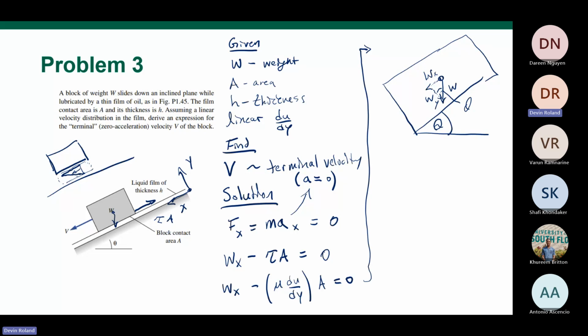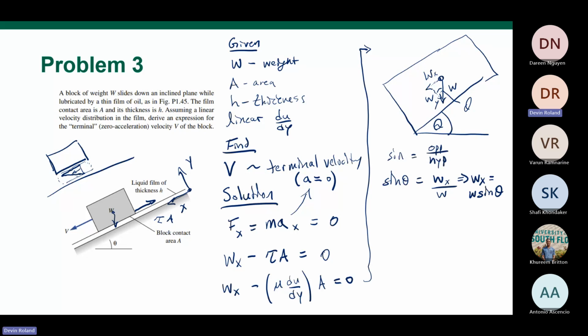And so if we know that that's theta, and we know that sine is going to be your opposite over your hypotenuse, then your sine theta is going to be equal to Wx over W, or in other words, Wx is going to be equal to W sine theta. So that's an important quantity to note.